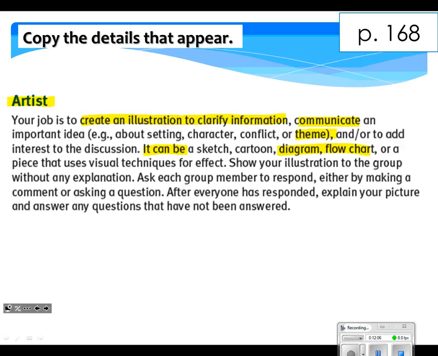What the artist has to be able to do at each meeting is show their illustration and not explain it. Your group members should be able to understand why this piece was drawn and how it connects to a theme.